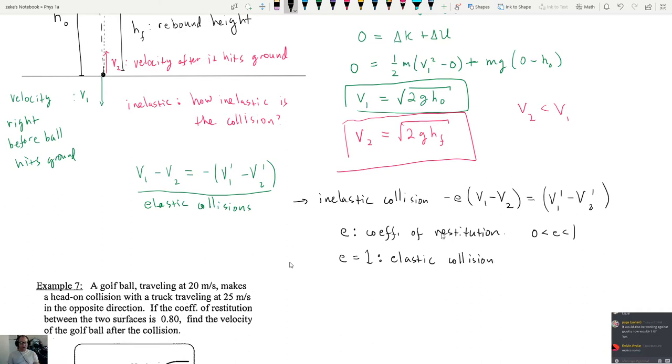Now, what we'd like to figure out is, how is this coefficient of restitution related to these heights right here? I was a little bit sloppy in the way that I defined these variables, so I'm going to go back and change some things to clarify. Instead of calling the velocity after it hits the ground V2, we're just going to call that one V1 prime, so we have the same type of notation that we used yesterday. So we're going to change the velocity after it hits the ground to just be called V1 prime, and I'll fix all the places where I wrote that.